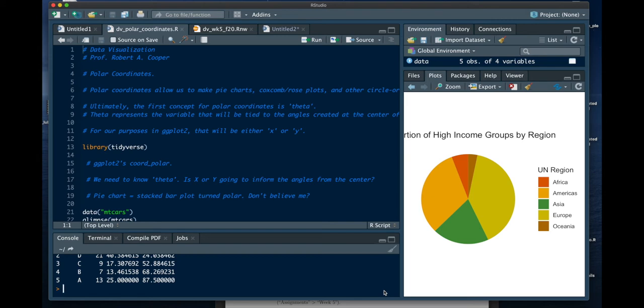Ultimately, polar coordinates have some perceptual issues, I'll say. So you should usually proceed with caution if you're going to decide when to use them. That doesn't mean it's always a bad idea, but I would say more often than not, there's probably a clearer way to do it.